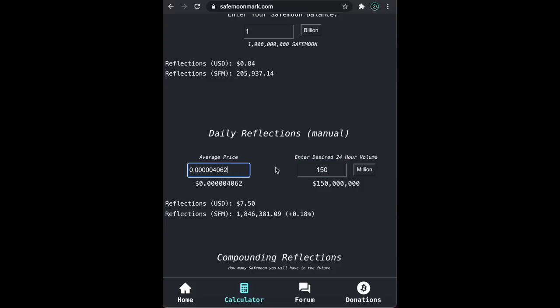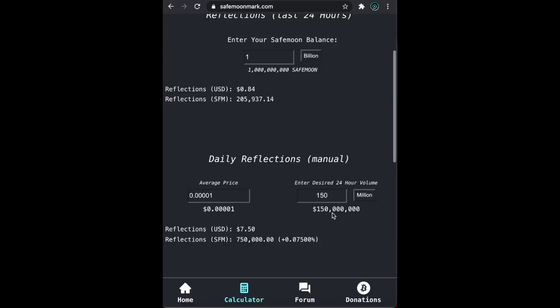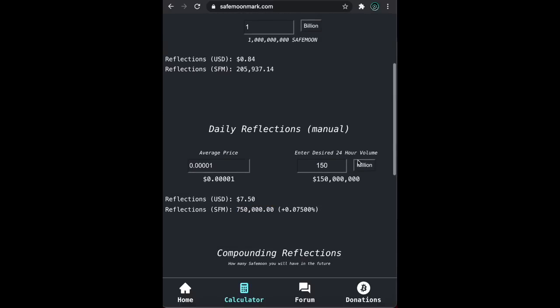Let's see what happens if we change the price. Let's say the price was higher. Let's say at 0.00001. We see that our reflection in USD stays the same. As I mentioned in my first video, your reflections in USD has nothing to do with the price, only the volume. But what happened to our SAFEMOON reflections? What was once 1.8 million is now 750,000, even with the same volume. Well, let's cut our price to be about half of what it is right now, or 0.00002. We can see that again our USD stays the same, but our reflections go through the roof. What we can draw here is that the lower the prices, the more reflections you gain, and the higher the prices, the less reflections you gain.